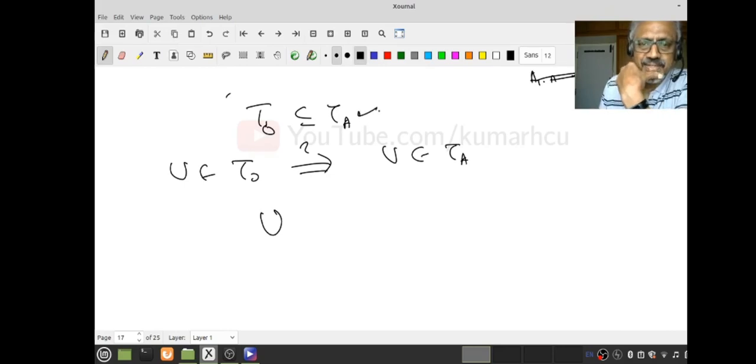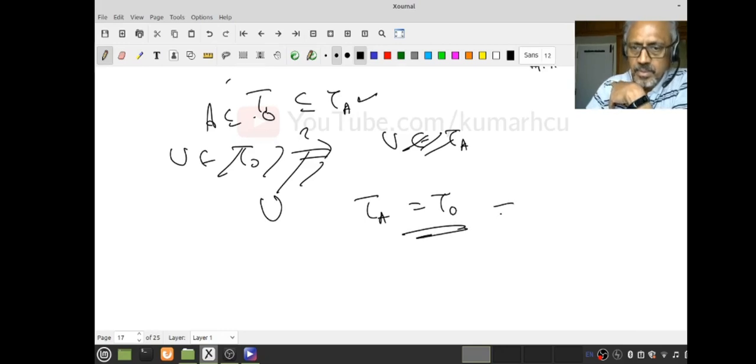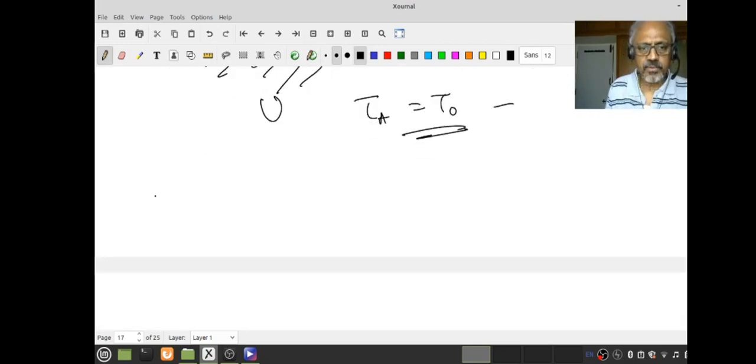Is this okay? Now, sorry, I don't need it. Already I proved it. I'm sorry. See, I already proved tau naught is in tau A and A is contained in tau naught. And tau A is the smallest topology. Therefore, tau A equals tau naught. Okay. Please go through it again. This is the most important result of today's lecture.